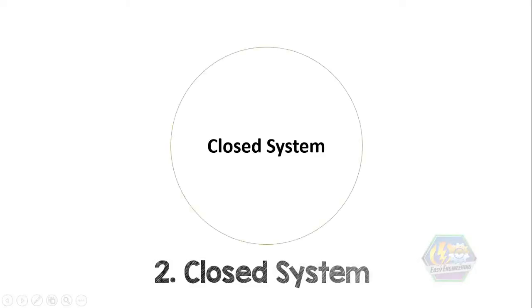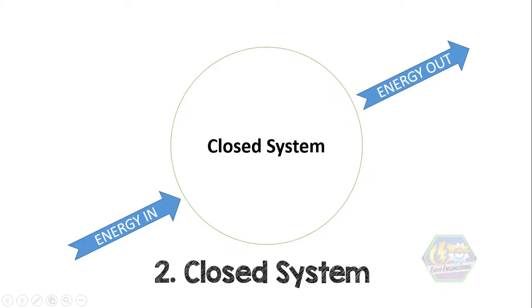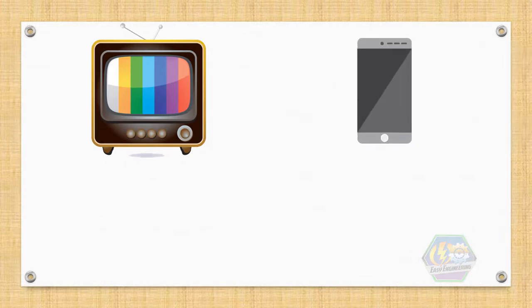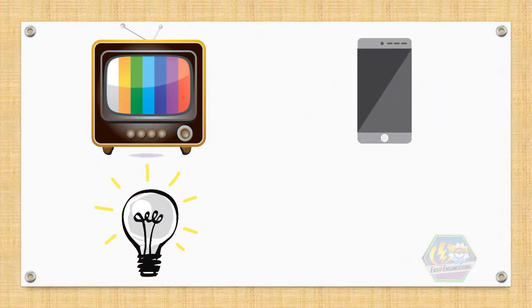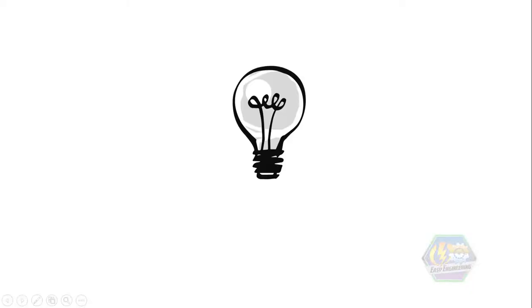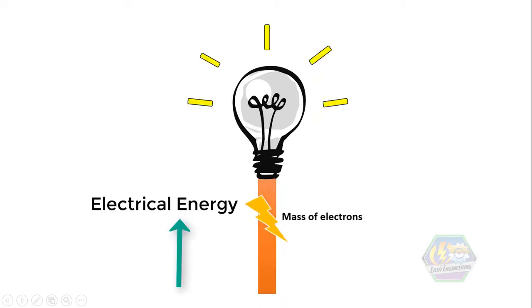Let's proceed to the closed system. In a closed system, its boundary will only allow energy to pass and prevents the mass. Sample closed systems are television, cell phone, light bulb, or the wheels on your car. For a light bulb, only energy is allowed to enter and exit. The entering energy is the electrical energy, and the exiting energy is the light and heat energy.